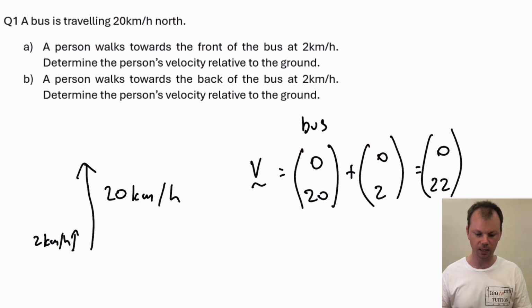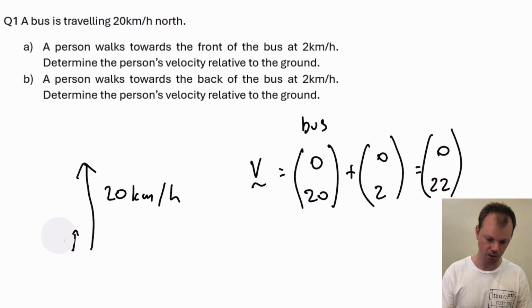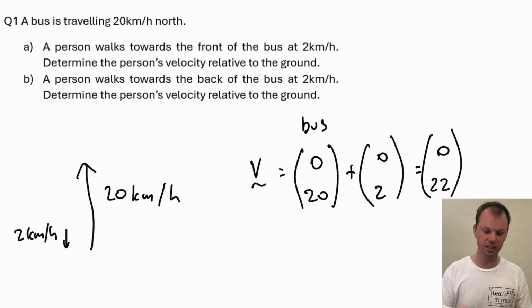For the second part, the bus is still going 20 kilometers per hour north, but in this case, the person is walking towards the back of the bus. So they're walking 2 kilometers per hour south. Relative to the ground, they're doing less than 20 kilometers per hour because they're traveling in the opposite direction on the bus.